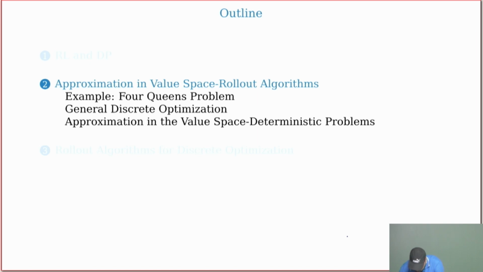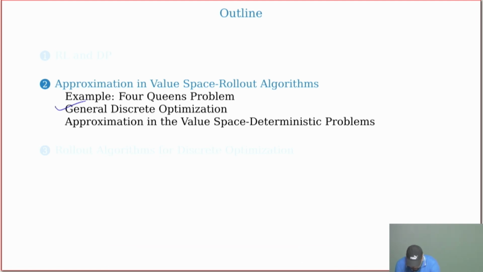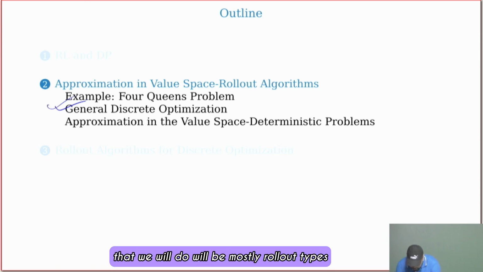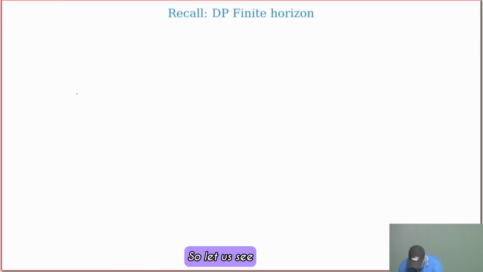So we will look into more today. We will look into more detail in the sense that we will formulate the problem as a general discrete optimization problem. We can keep it deterministic right now, and discrete and finite horizon. Within this, we will see a few other examples today, and obviously the approximations that we will do will be mostly rollout types, and then we will see more. There are quite a few examples, so let us see.